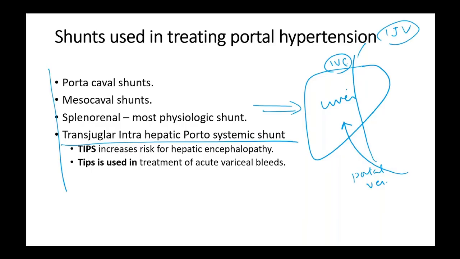Try to avoid it as much as possible in the hospital because it has a lot of complications too. It also increases the risk of hepatic encephalopathy because you are completely bypassing the liver. Whatever ammonia is produced in the portal system will go to the internal jugular vein eventually, and from there it can go to the brain and cause hepatic encephalopathy. But in a life-saving situation, the tertiary care hospitals do this procedure.